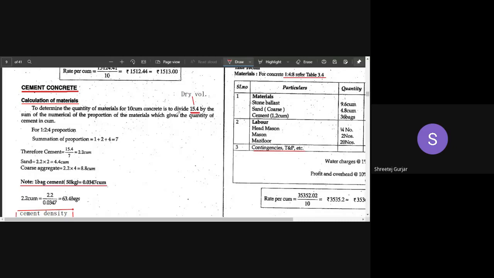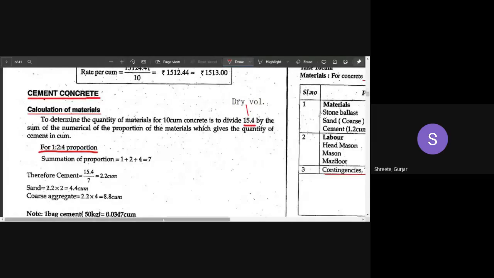Okay. Now, we have considered here for an example a 1:2:4 proportion. Then the summation of this proportion, 1 plus 2 plus 4, you take, it is 7. Now, how do you calculate the quantity of cement? Quantity of cement in cubic meters, right? They have given us the proportion. They have not given us the proportion in meter cube. We have to calculate in meter cube.